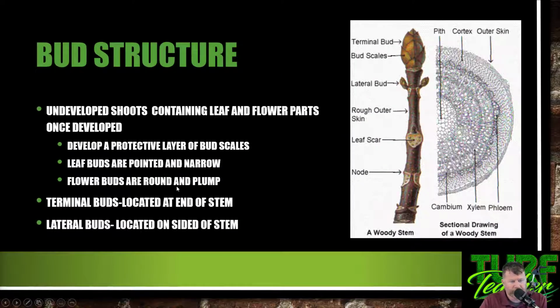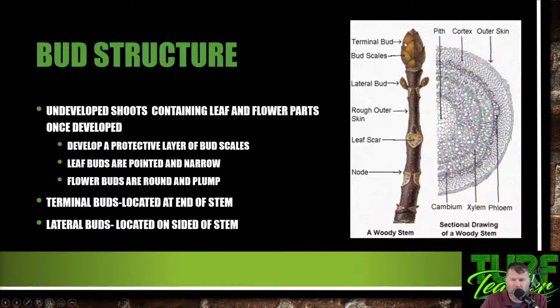The bud structure, these are undeveloped shoots containing leaf and flower parts. And once developed, they can develop a protective layer of bud scales, which we see right here. The leaf buds are pointed and narrow, and the flower buds are round and plump. Your terminal buds are located up here at the very top, at the end of the stem, and your lateral buds are located along the side of the stem.